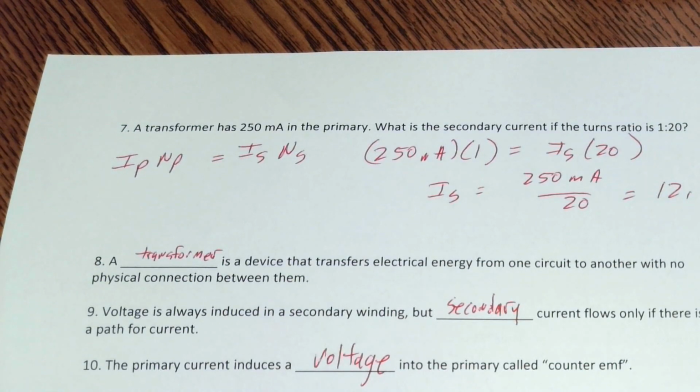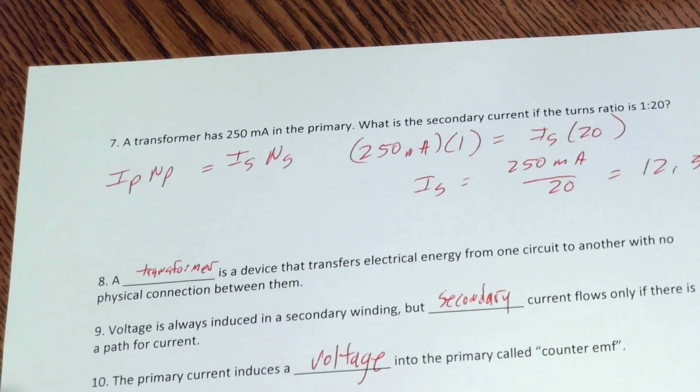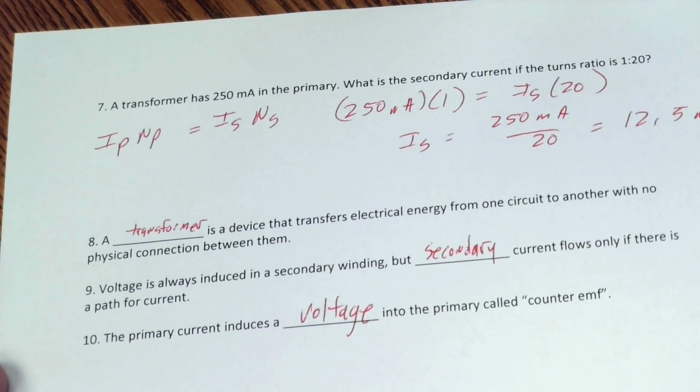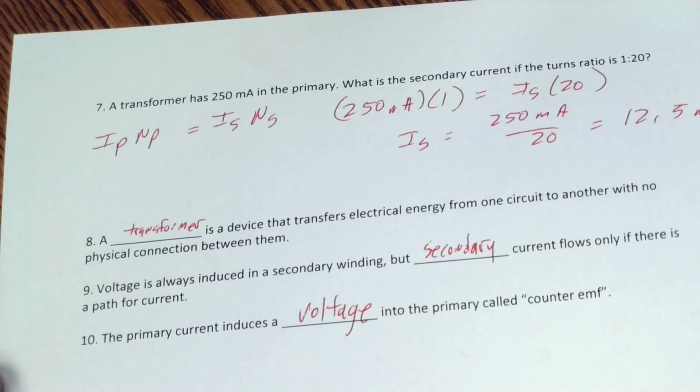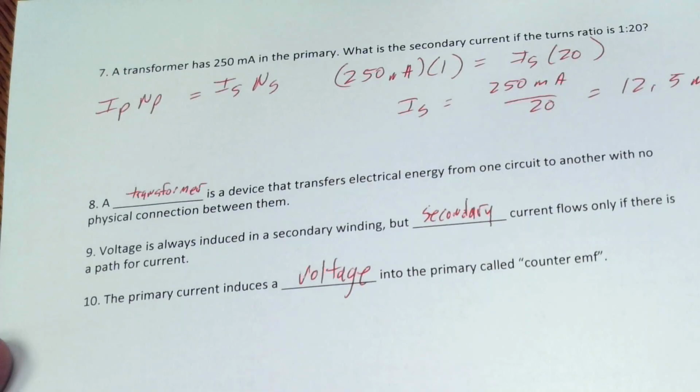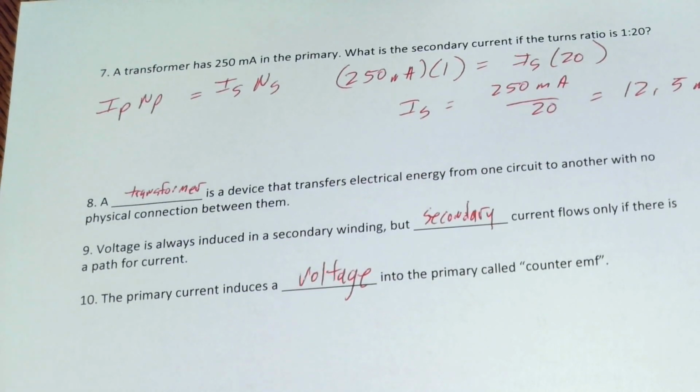Okay. So then number 8 is just some fill in the blank. A transformer is a device. The voltage is always induced in the secondary winding, but secondary current flows only if there is a path. And then number 10, the primary current induces a voltage into the primary called counter EMF.